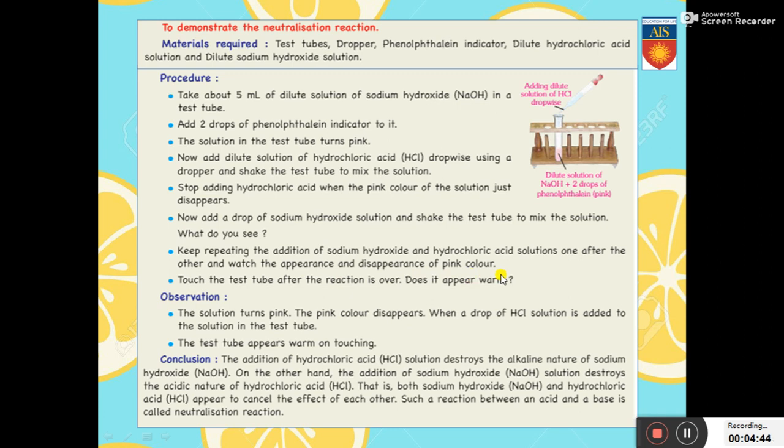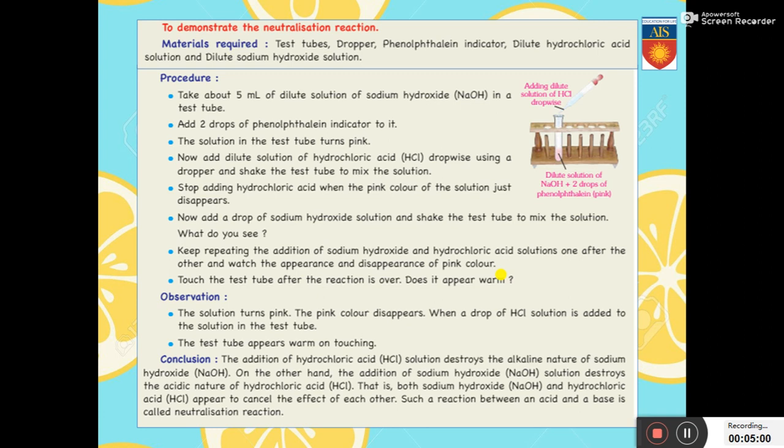So the moment you add phenolphthalein to a basic solution, it turns pink. When you add acid to that solution, it becomes acidic again, so the color disappears, it becomes colorless again. Again, if you add sodium hydroxide to the solution, it will again turn pink.